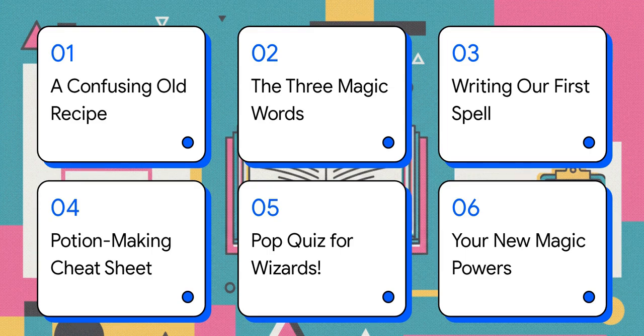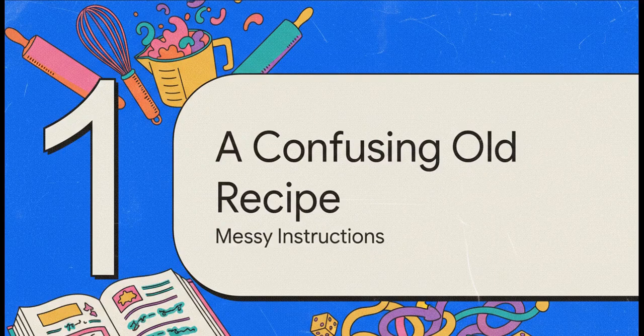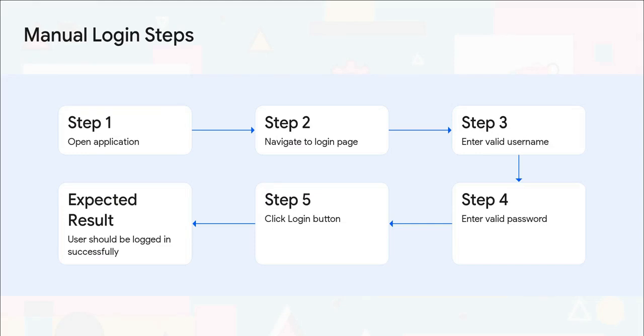Let's go! You know when you try to follow instructions, like for a game or a recipe, and they're just messy? Sometimes they don't tell you everything and it gets super confusing. Well, computers feel that way too when we give them messy instructions. Look at this! It's like a recipe from a dusty old book. It says, open the app, go to the login page, type your name, type your password, click the button. But then what? What's supposed to happen next? See, it's missing a really important part. It doesn't tell us what the result should be.